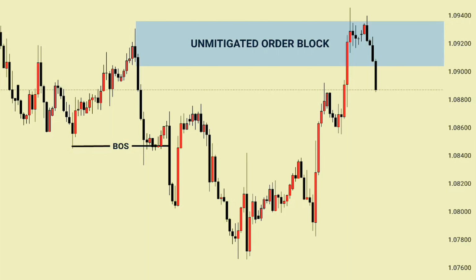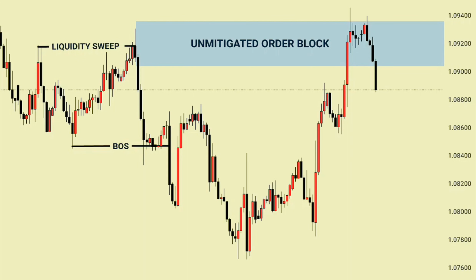The market does not move to reward traders. It moves to take their money first. This is where liquidity sweep comes in. Liquidity sweep means the market goes to areas where most stop losses are placed. Now look at this chart. Before the big drop, price moves up and breaks the previous highs.